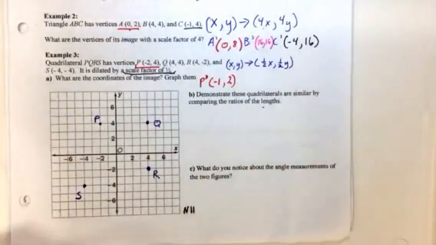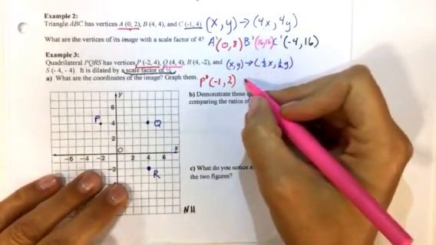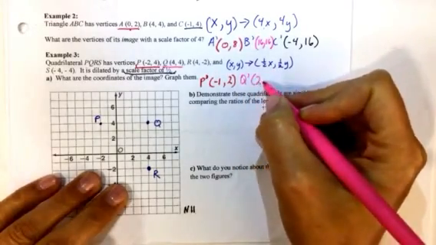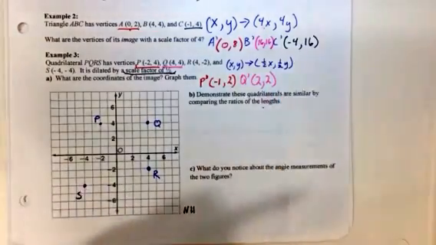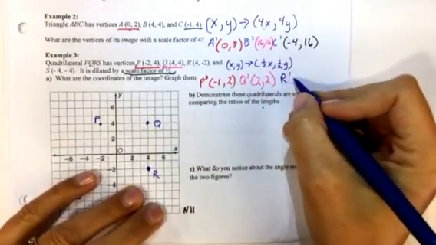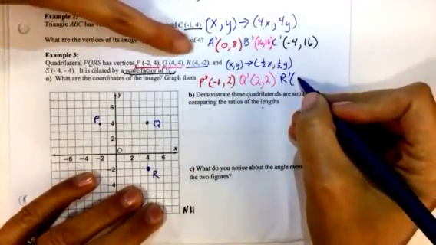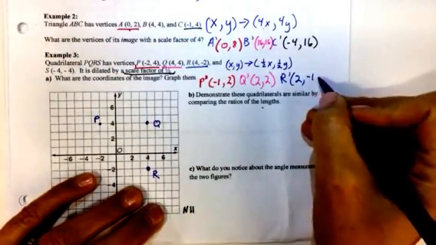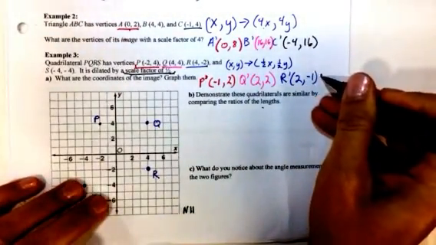Okay. So then the Q prime is 4, 4. So half of 4 is 2. And again, half of 4 is 2. Okay. And then I'll get a different color for my R, R prime. So 4, -2. So half of 4 is 2, and half of -2 is -1. And then the last one is S prime.